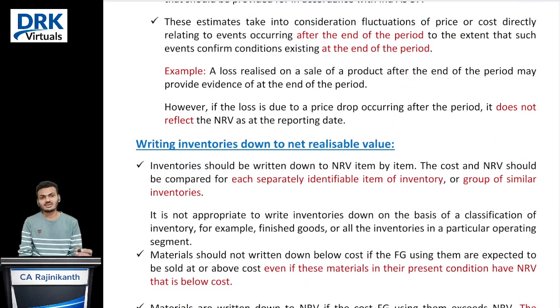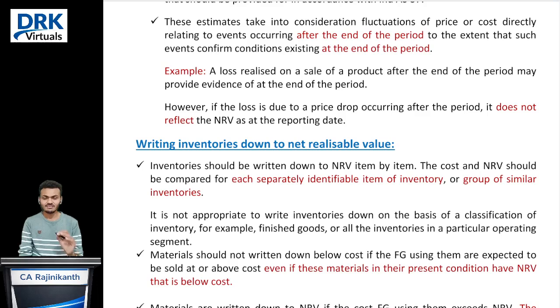And one more thing, while estimating the selling price, any event occurred after the reporting period should also be considered, if that event provides evidence of conditions at the end of the reporting period. While estimating the net realizable value, any event that occurred after the reporting period can also be considered if that event is having evidence on the end of the reporting period. That is what the standard is saying.